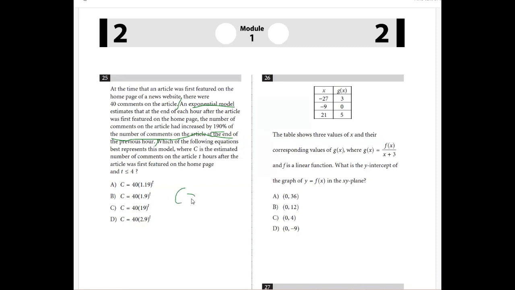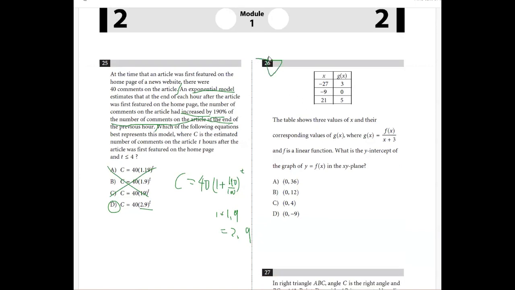Okay, so C, since it's an exponential, we have an initial value here, and a 190% increase, right? So we're going to have to add 1, right? And 190 divided by 100, so that's 1.9. And 1 plus 1.9 is equal to 2.9. So as you can see, answer choice D has the 2.9. So that is the correct answer.